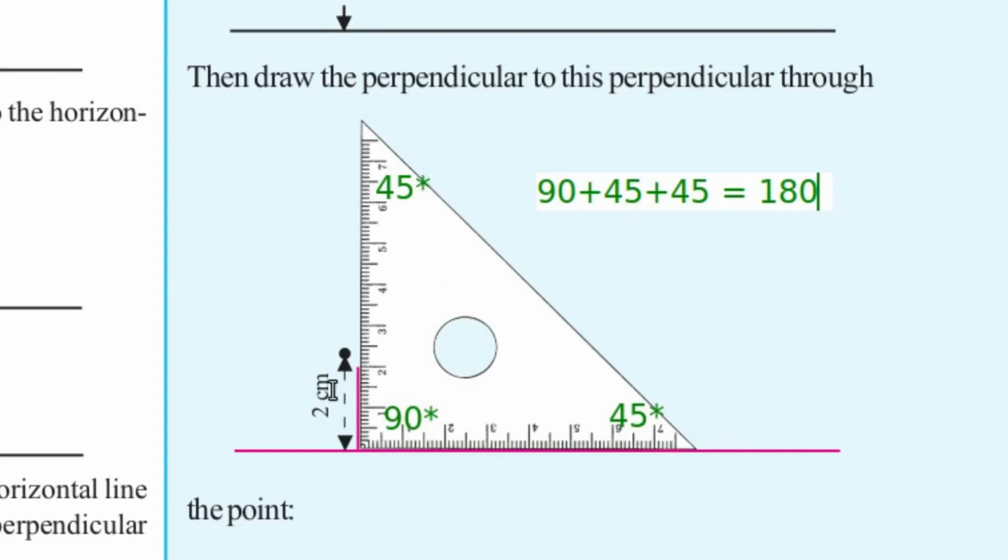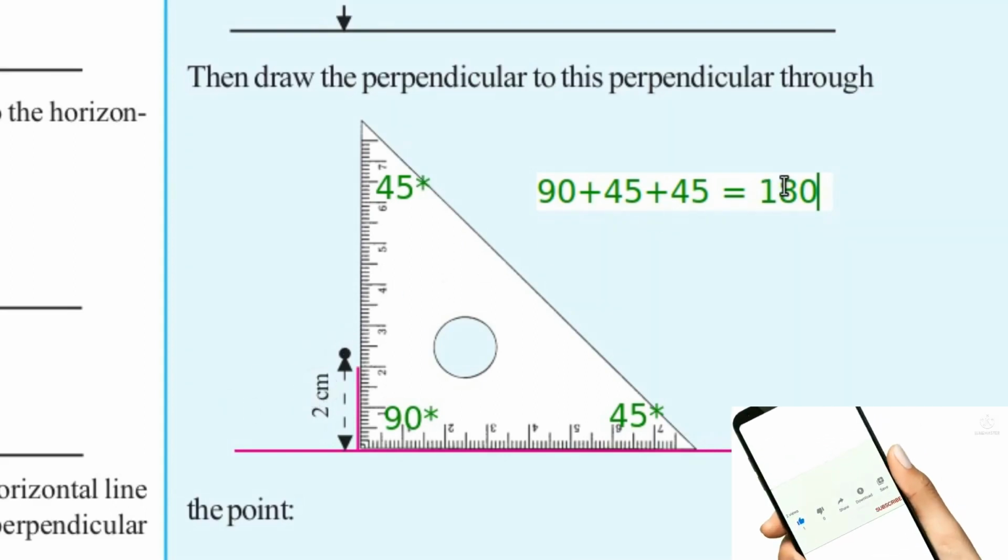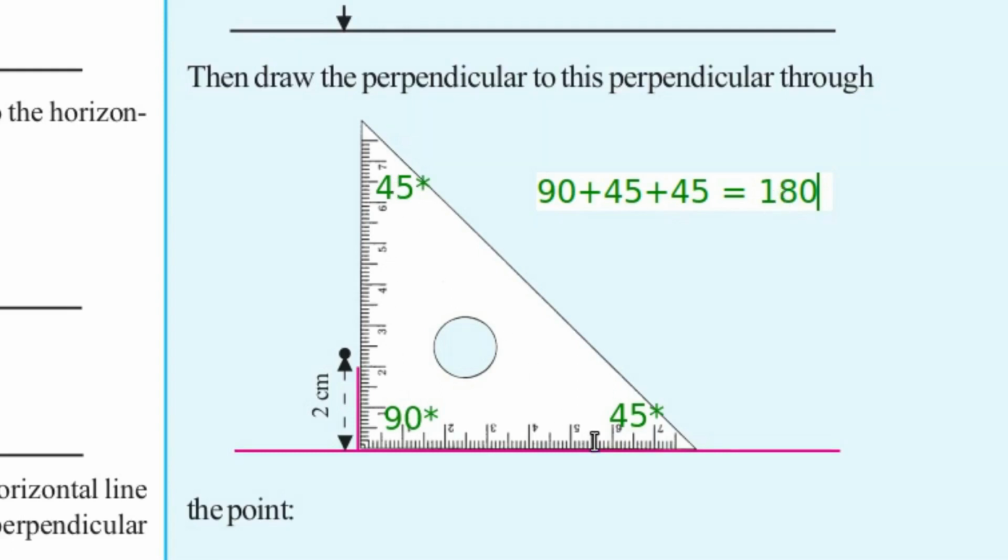So the angles of a triangle will always add up to 180 degrees. So this is what you have to understand. If you add the degrees of a triangle, you get 180 degrees.